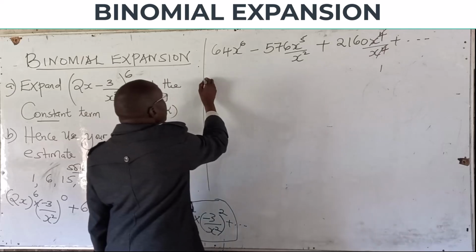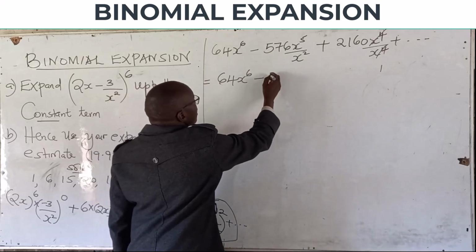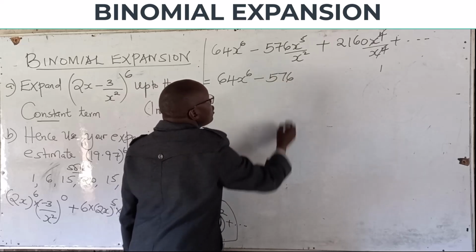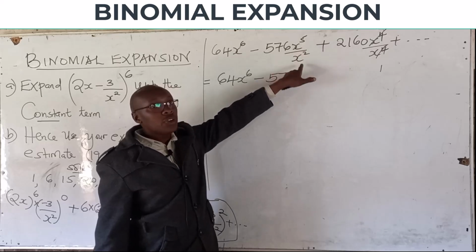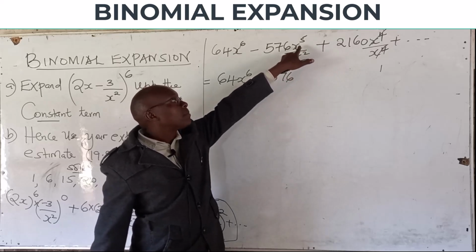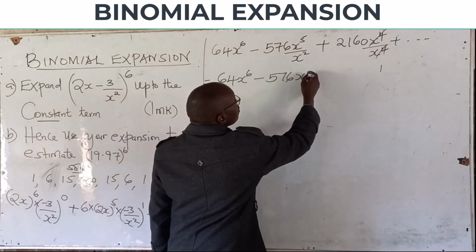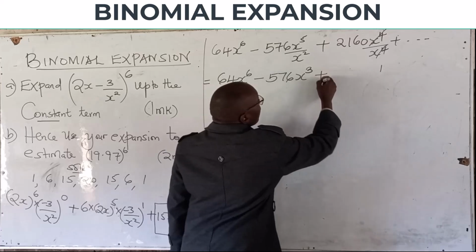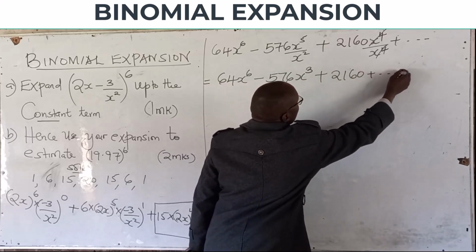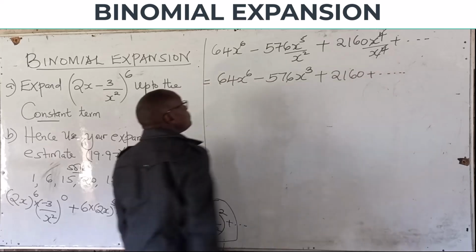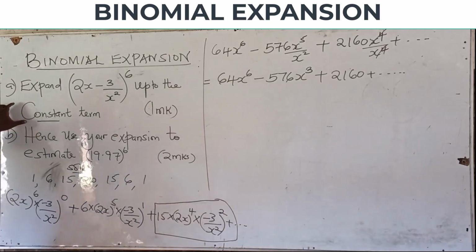So now we can simplify this. We have 64 x raised to power 6, subtract 576. Use the laws of indices here. The base is the same, so we are dividing. So we simply subtract the powers. X raised to power 5 divided by x squared will give x raised to power 3. And then plus 2160. So this is the constant term. So that is the expansion up to the constant term.